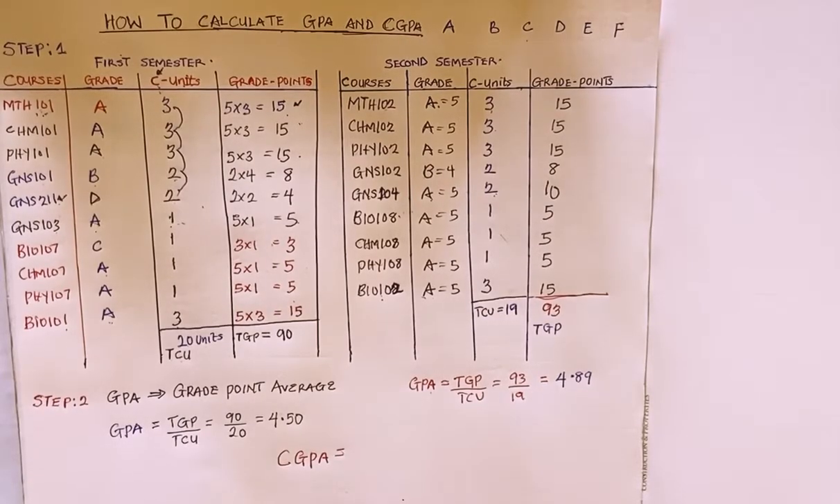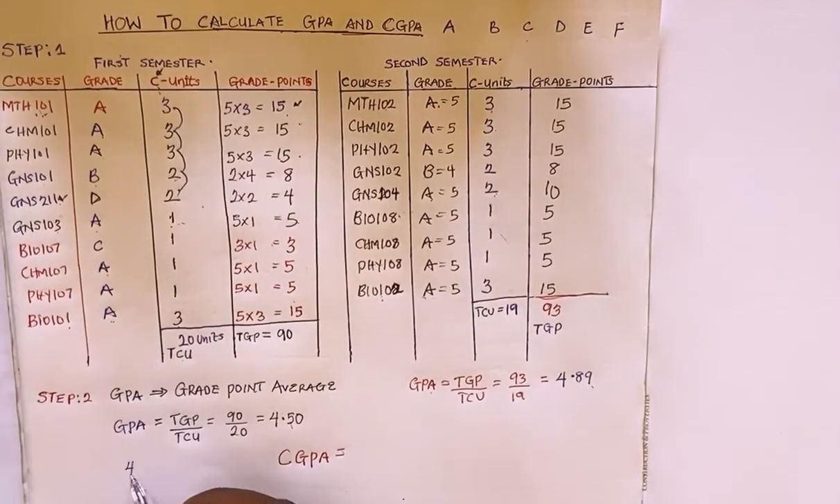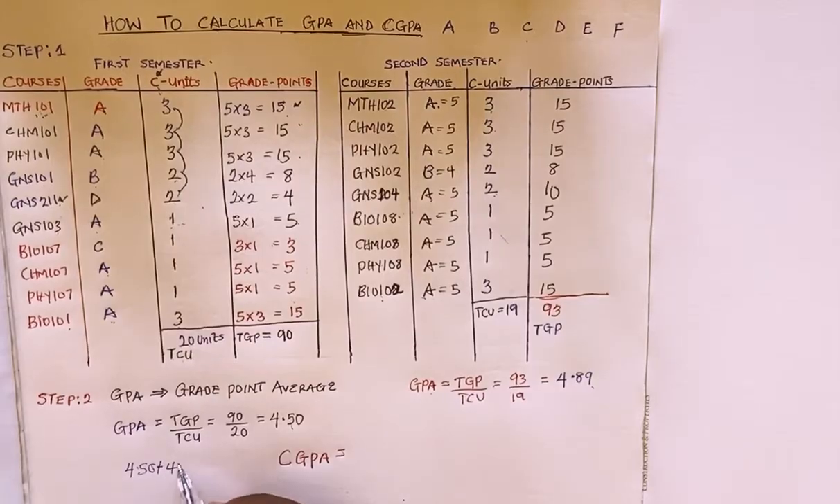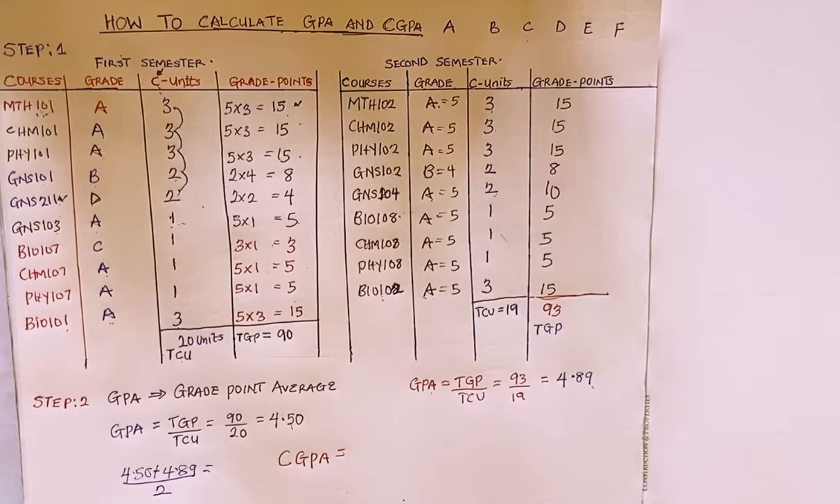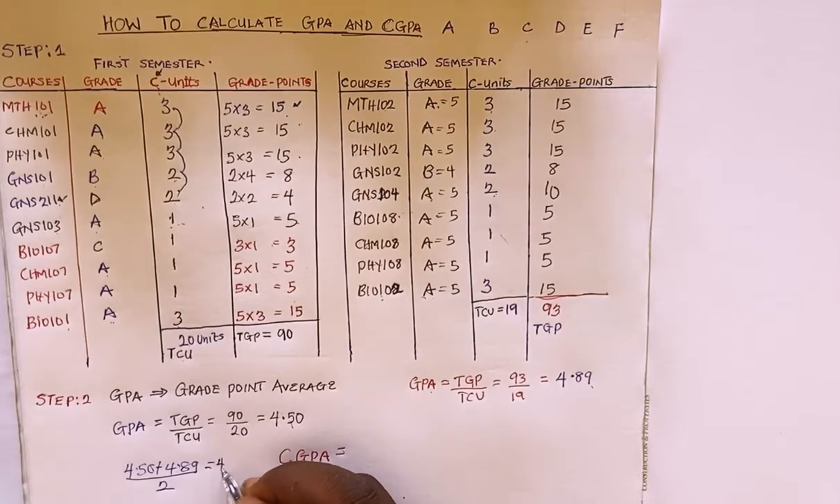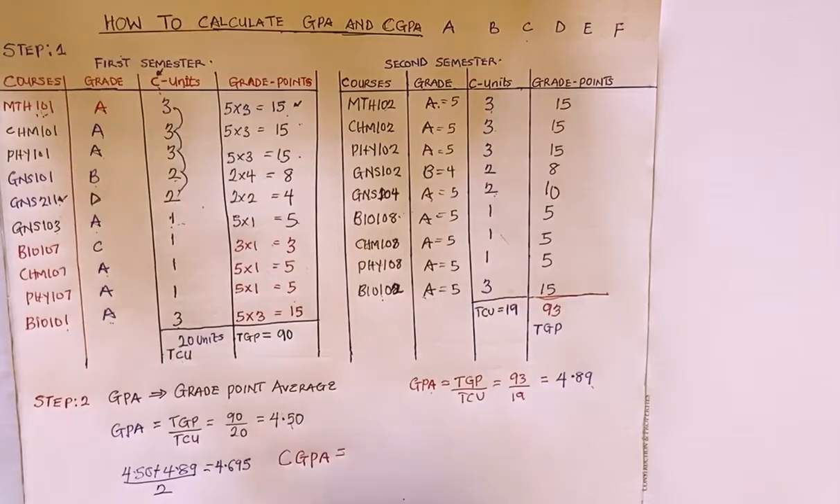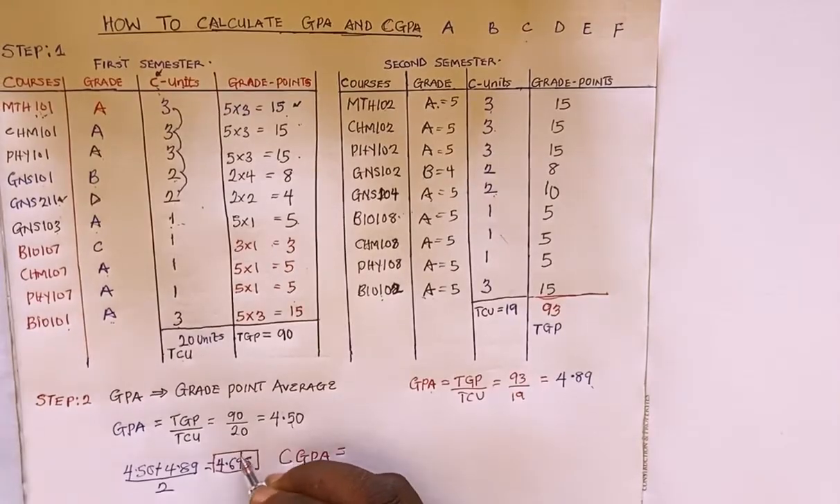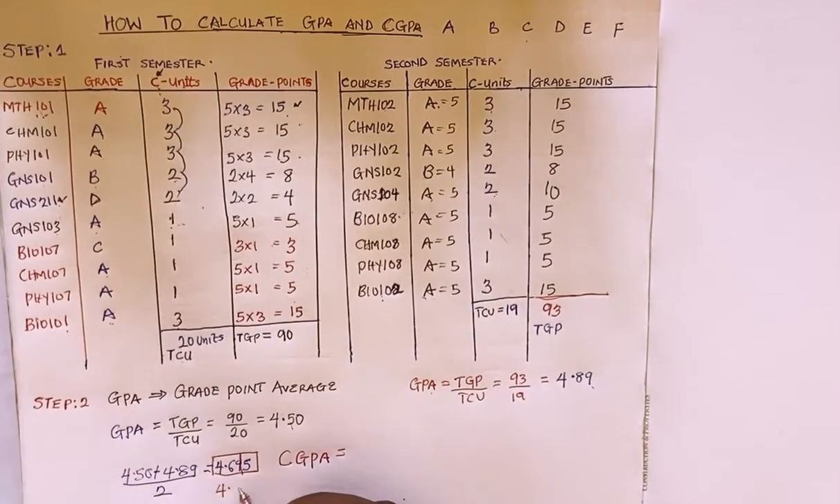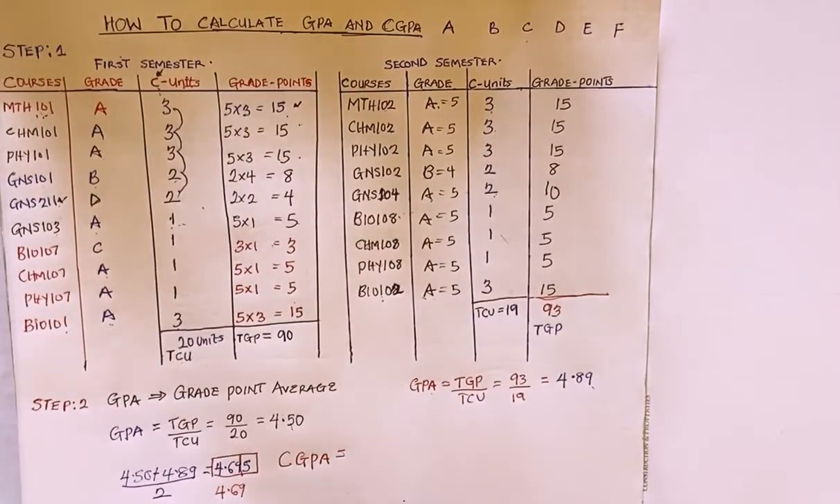Some people always use a trick. Do you know what they are going to do? They will just sum these two together and divide by 2. That is, they will have 4.50 plus 4.89, divided by 2. Then let's see their CGPA. That's 4.695. Wow, 4.695. Let's say this is what we get, right? But don't forget that you must approximate it to 2 decimal places. That will be 4.69 exactly.